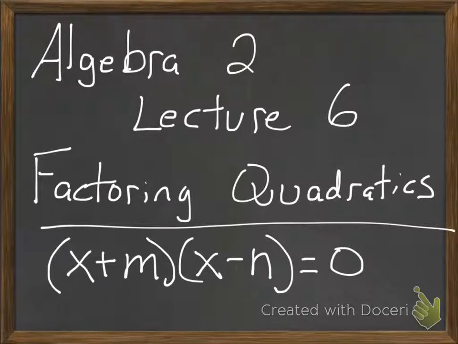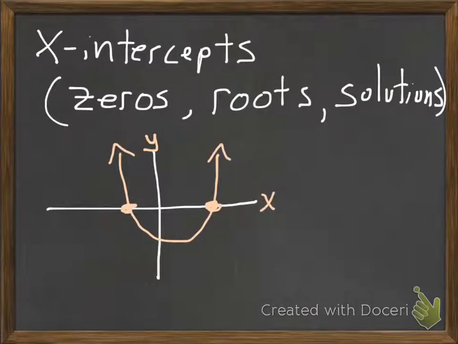That's factored form. And the purpose of factoring quadratics is to find the x-intercepts. Okay, x-intercepts are also known as zeros, roots, and solutions. And below this you can see where I illustrated a parabola on the xy coordinate plane. And we're finding these points where they cross, intercept the x-axis. So let's look at a couple examples, and we'll go from there.